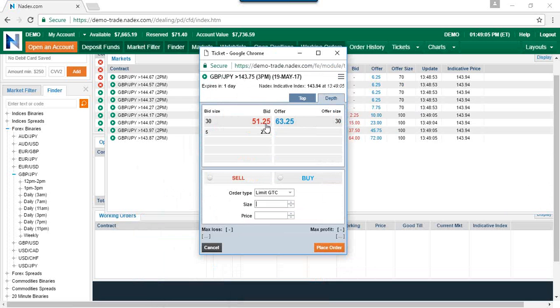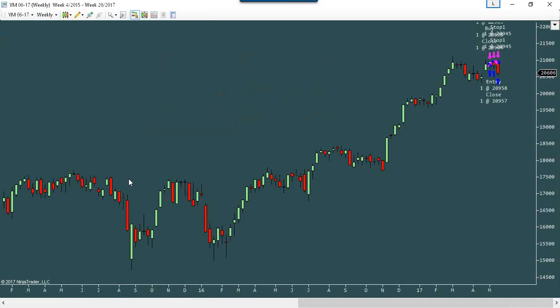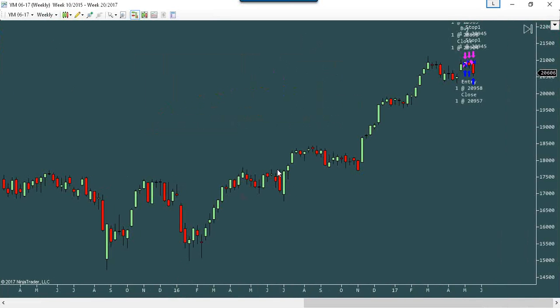Because I'm a longer term trader. And as a longer term trader, I'm not looking at little bitty tick charts. Maybe I'm looking at weekly charts, seeing what is the overall trend direction. What has the market been doing over the last several weeks and months?